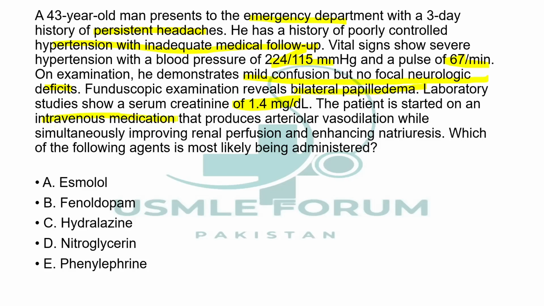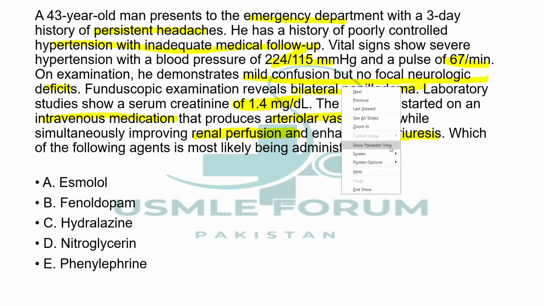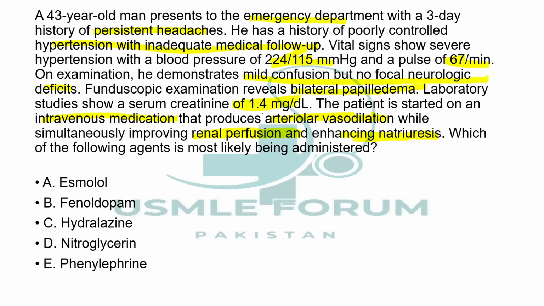Patient is started on intravenous medication that produces arterial vasodilation while simultaneously improving renal perfusion and enhancing natriuresis. Which is the following agent? So you have to keep in mind that they are asking for a specific pharmacologic agent that can do number one, arterial vasodilation, increase renal perfusion, and also enhance natriuresis. So you have to know that pharmacologic agent. Pharmacology is mostly memorization, so it's better if you go through the options. So esmolol is a beta blocker.